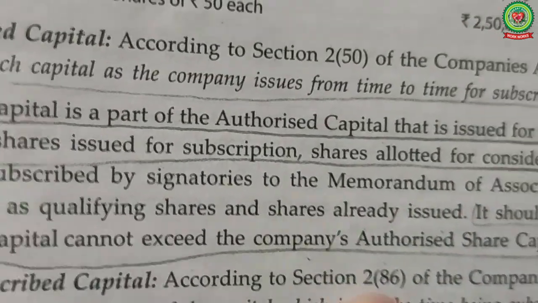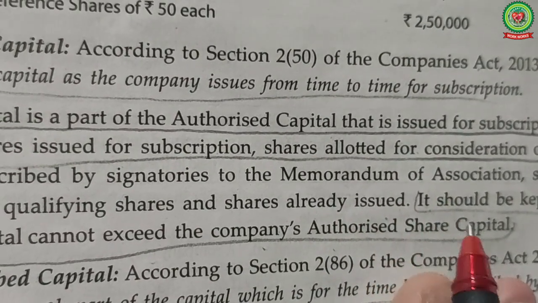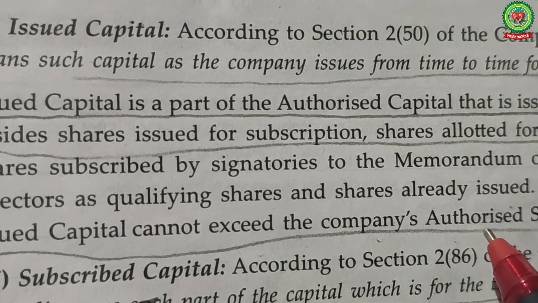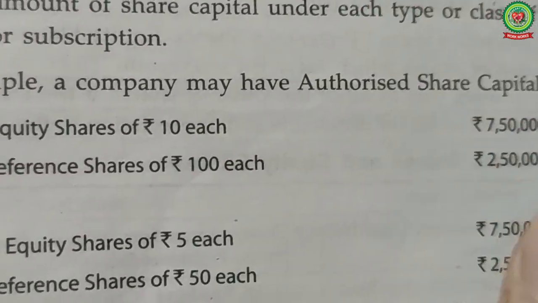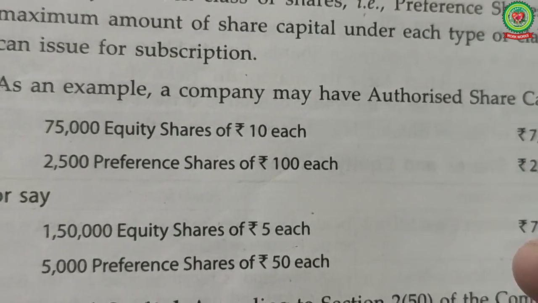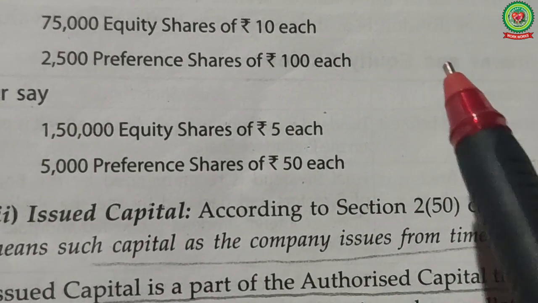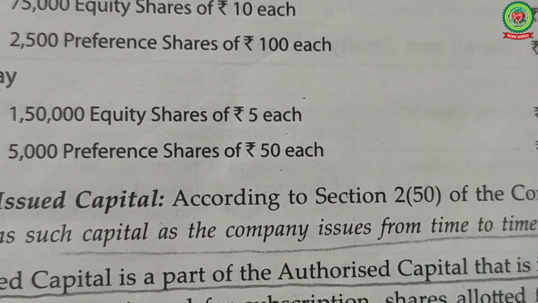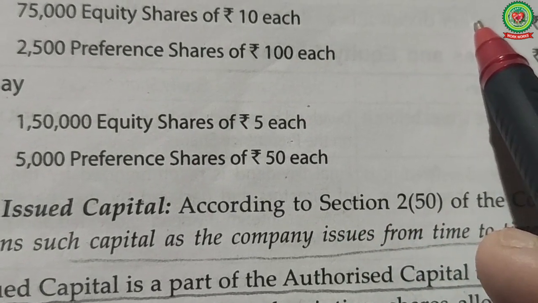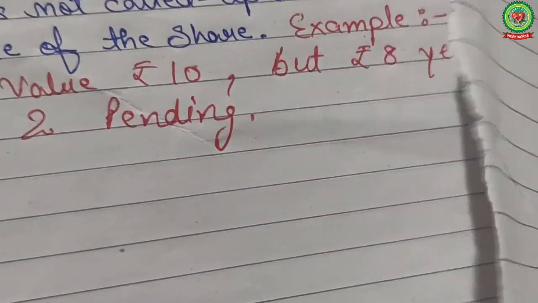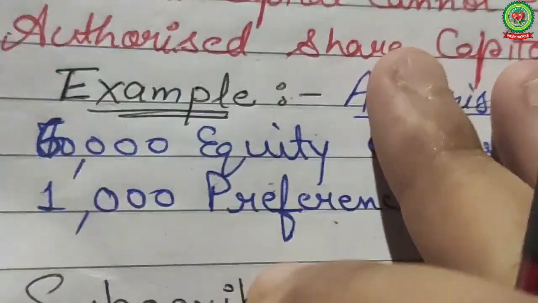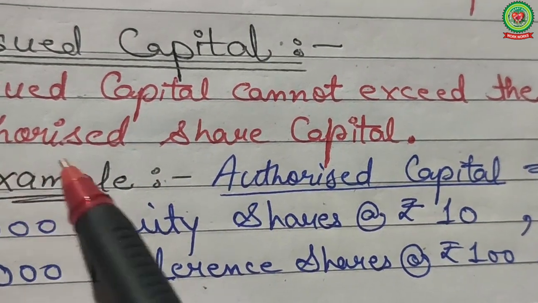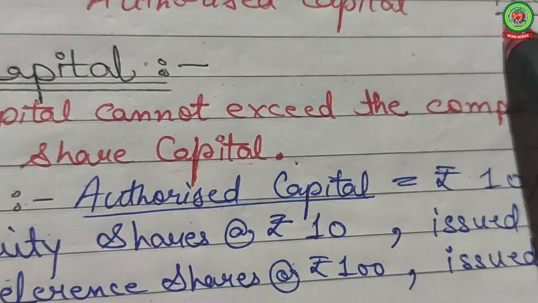Now see, the next point to keep in mind is that issued capital cannot exceed the company's authorized capital. Like in the previous example, say 10 lakh. Exceed means your issued capital amount should be less than or equal to the authorized capital, not more than the authorized capital amount. So issued capital cannot exceed the company's authorized share capital, like in the previous 10 lakh.